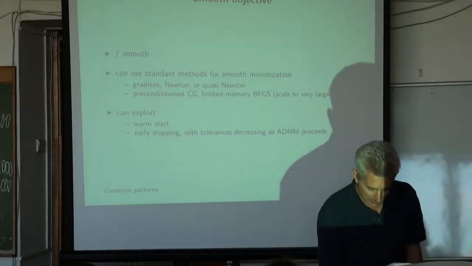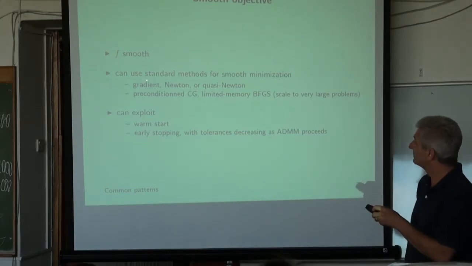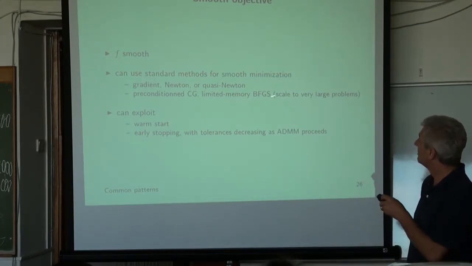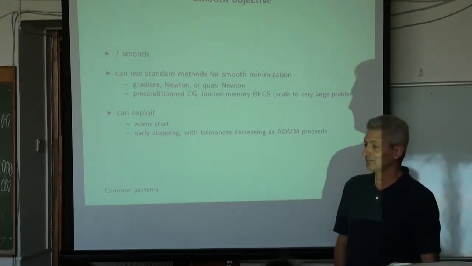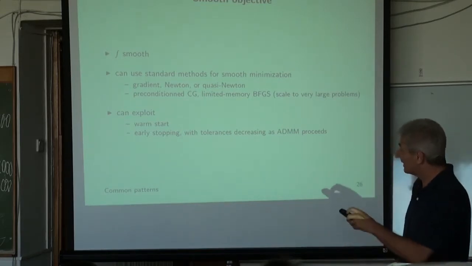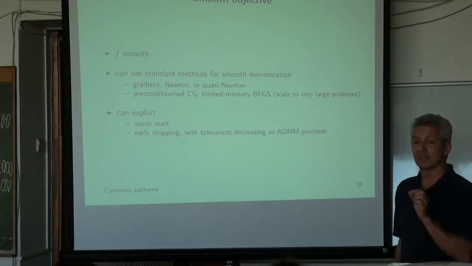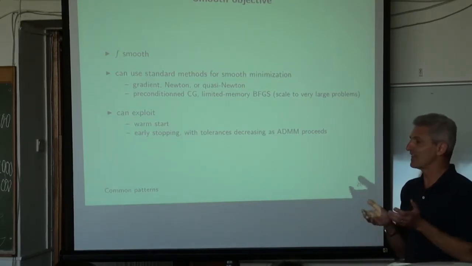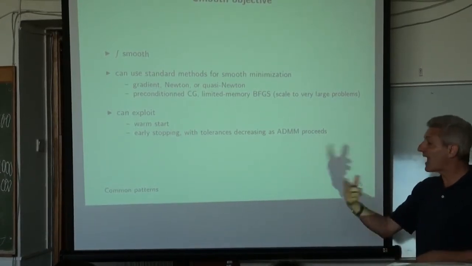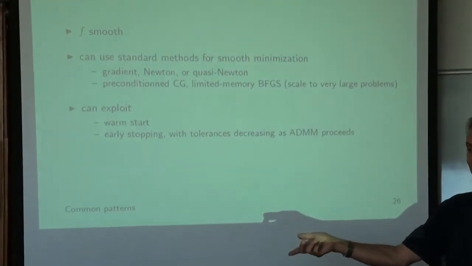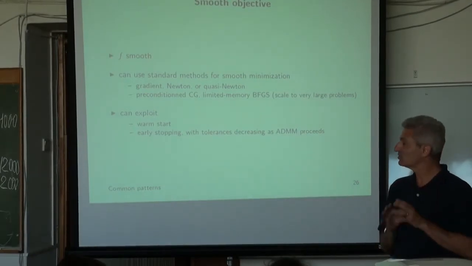Now, if you have a smooth objective, you can use anything you like. Gradient, Newton, quasi-Newton, limited memory BFGS, which scales to very large problems. By the way, when you have a smooth problem, the only problem with CG or BFGS type methods is when the function you're minimizing doesn't have enough curvature. That's when you get into trouble, right? But here you're adding quadratic curvature. Because you're adding the curvature, that makes these methods work unbelievably well.